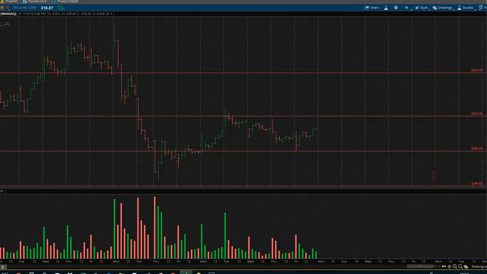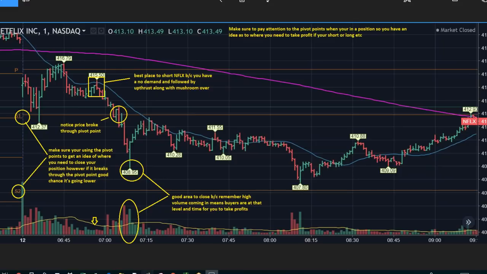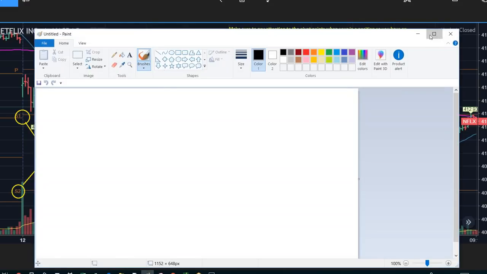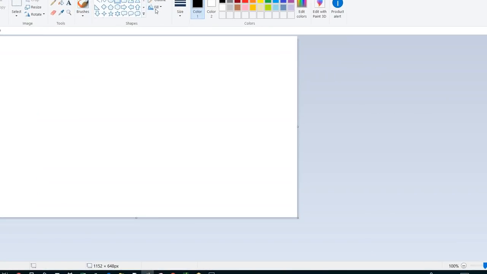Close this out. Your no demand is this. This is what your no demand will look like on a chart. It'll be a narrow spread bar, kind of like this, and your volume will always be low. So narrow spread, low volume.